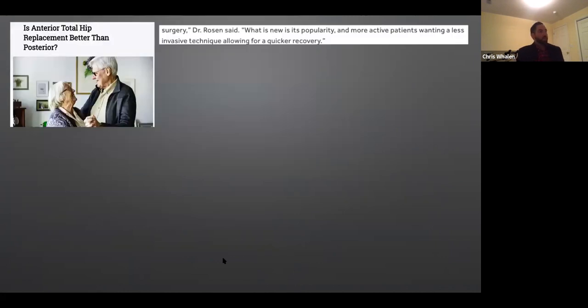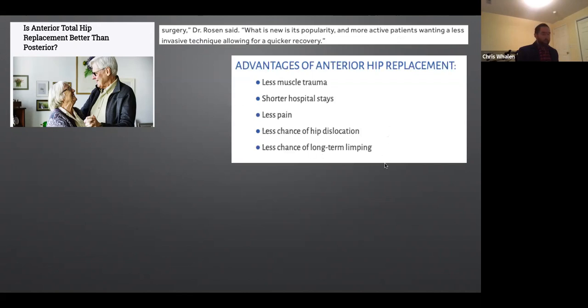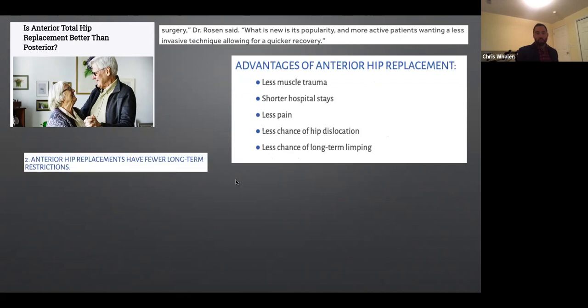What about the marketing side? There's certainly a lot of marketing out there directed at the patient and at the surgeon. This was just one article I found. More active patients want a less invasive technique, quicker recovery. This came out of a website from one of my future competitors in Wisconsin. Advantages of the anterior hip. All these things. I think every patient wants a shorter hospital stay, less trauma, less pain, etc.